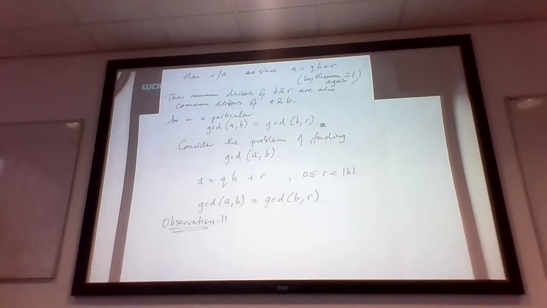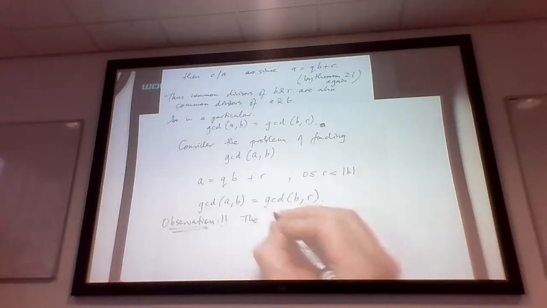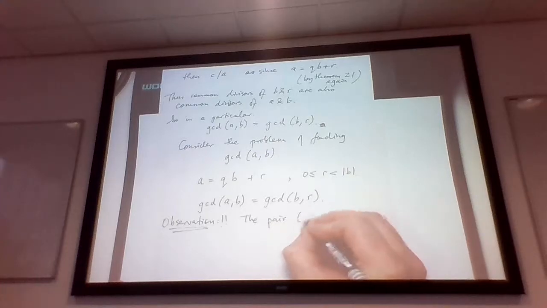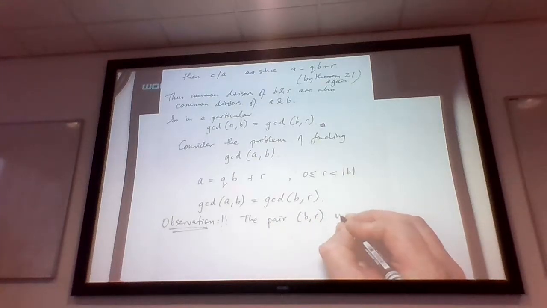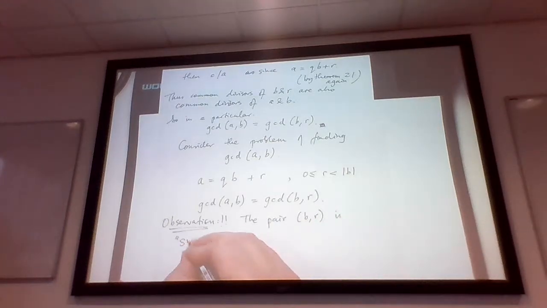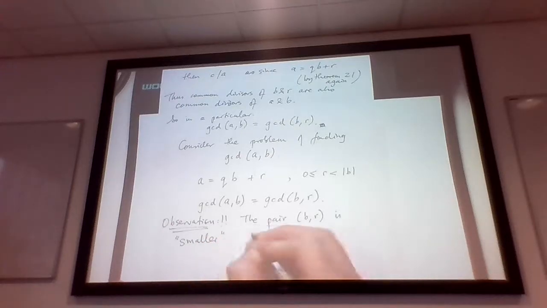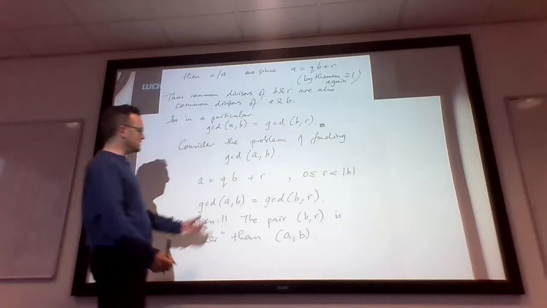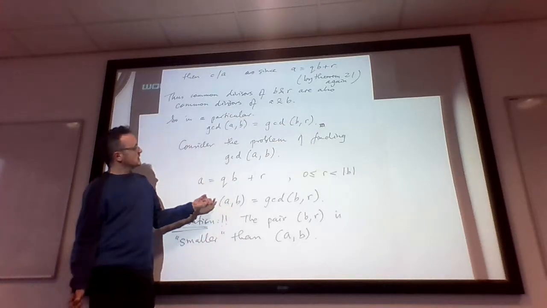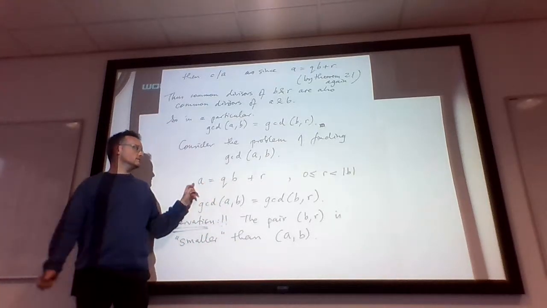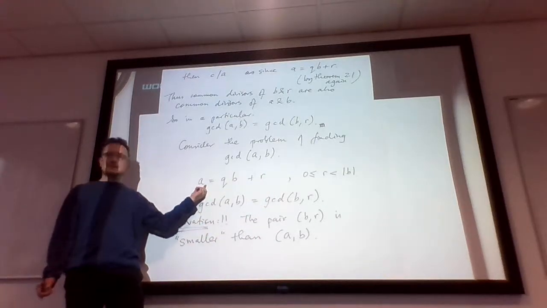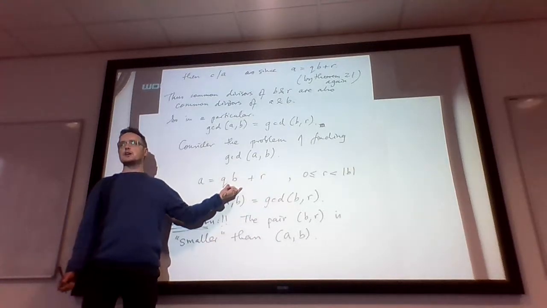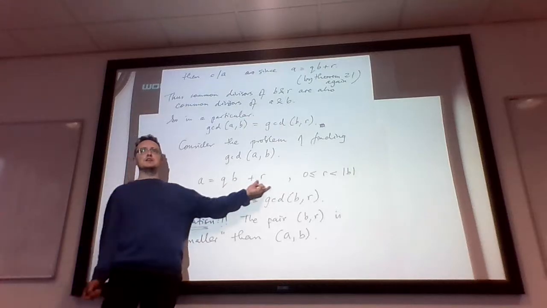So a very important observation here: the pair BR is a smaller pair than the pair AB in general, because we've replaced one of the numbers. I mean, typically when we do these integer divisions with remainder, A is the large number, B is the small number. It goes in a certain number of times with a certain remainder.